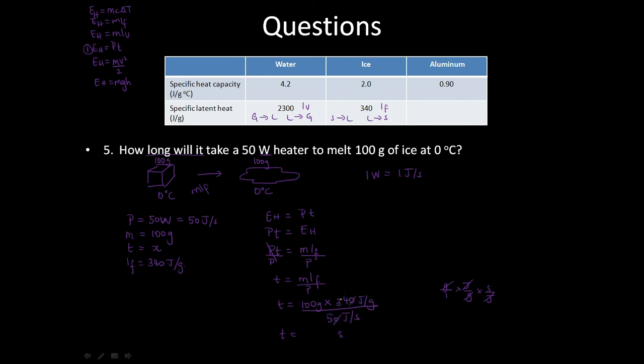And you calculate it now, you would get 100 times 340 divided by 50. So you get 680 seconds. So that's how much time it would take to melt 100 grams of ice. Okay? This was a pretty nice one.